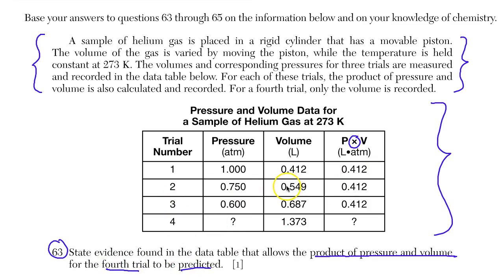Well, all right, if you need to read that we have a rigid cylinder, movable piston, okay, kind of like what we have in an internal combustion engine. It goes up and down, and the temperature is held in a constant way. The volumes of the three trials are measured and recorded. The key here is the question. State evidence found in the what?